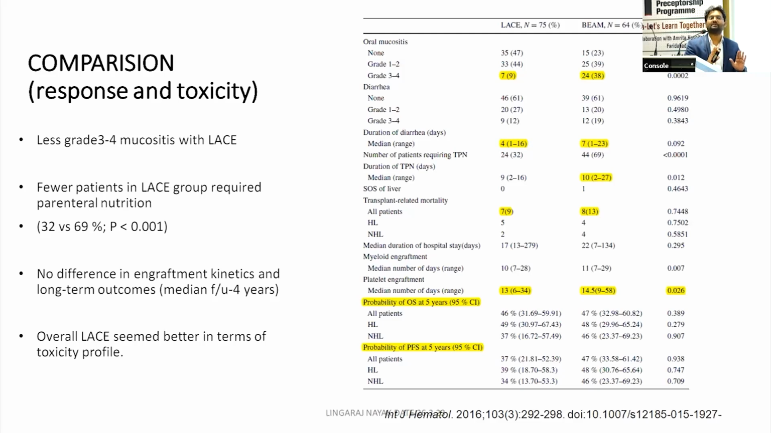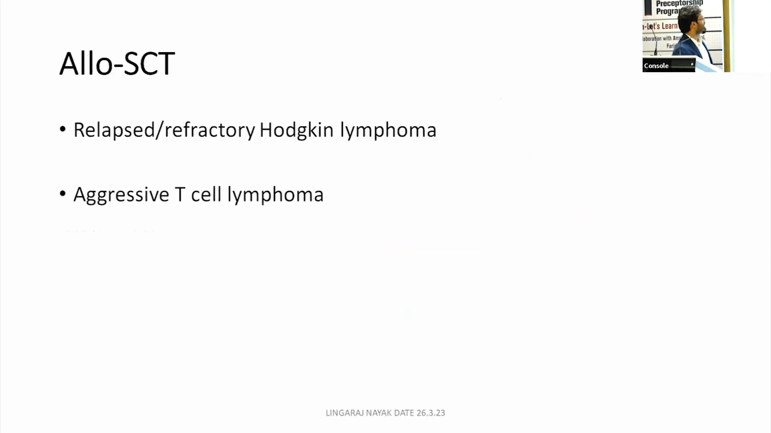When you used BEAM, the rate of diarrhea and mucositis was high. Many patients required TPN, and this is the exact number: 32 versus 69. So total parenteral nutrition is needed in 70% of patients if you use BEAM. If you're planning chemo and using BEAM, be ready that the patient will require TPN. LACE is a little gentler, with no difference in engraftment kinetics. Overall, from our data, LACE seems to be better than BEAM, but you need prospective data to understand that.